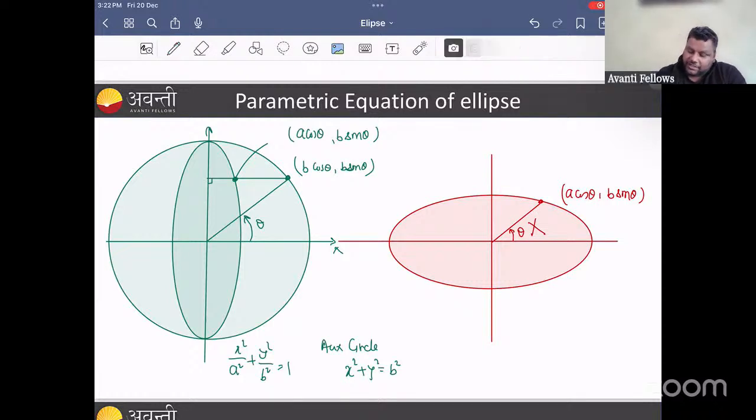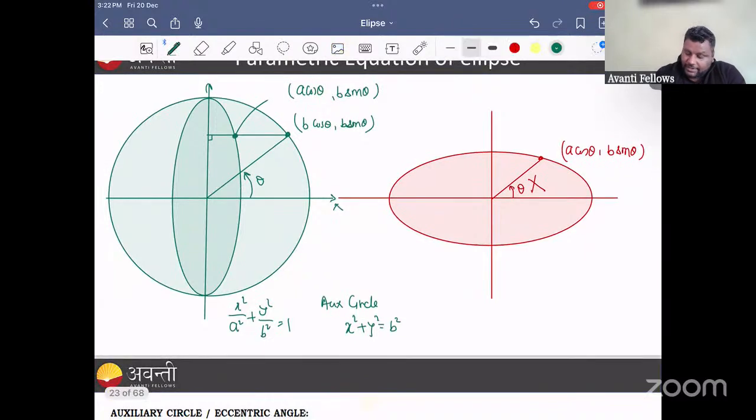And if you want to see the equation, x equals a cos theta and y is b sin theta. Got it? Chandu, understood?